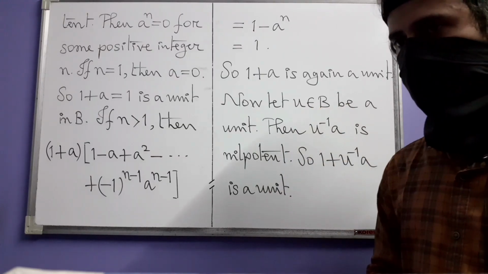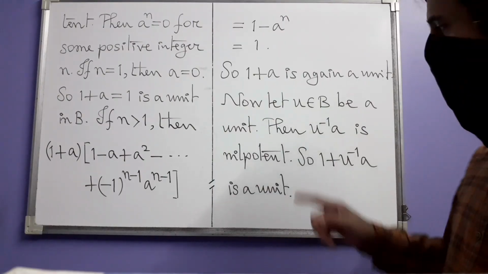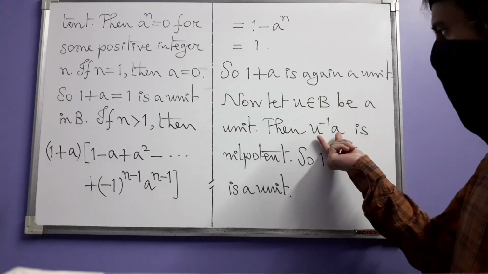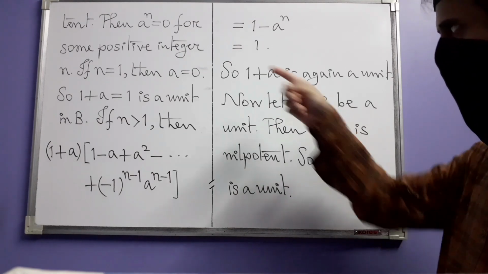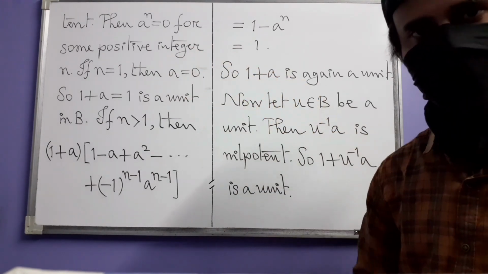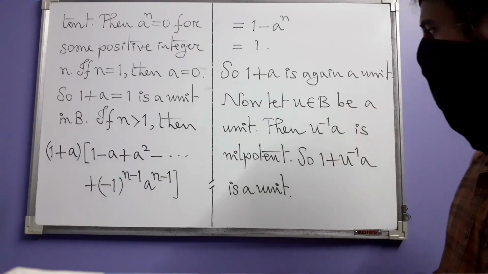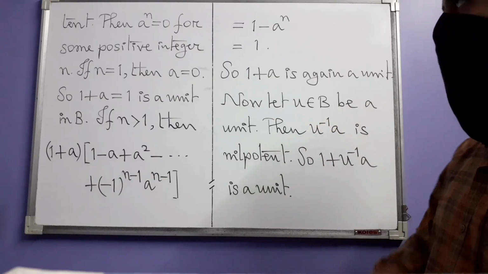Because u is a unit, its multiplicative inverse, u inverse, exists in the ring, and that is why we can consider the product of u inverse and our original nilpotent element a. We are saying that this is also nilpotent. Why? You consider its nth power.